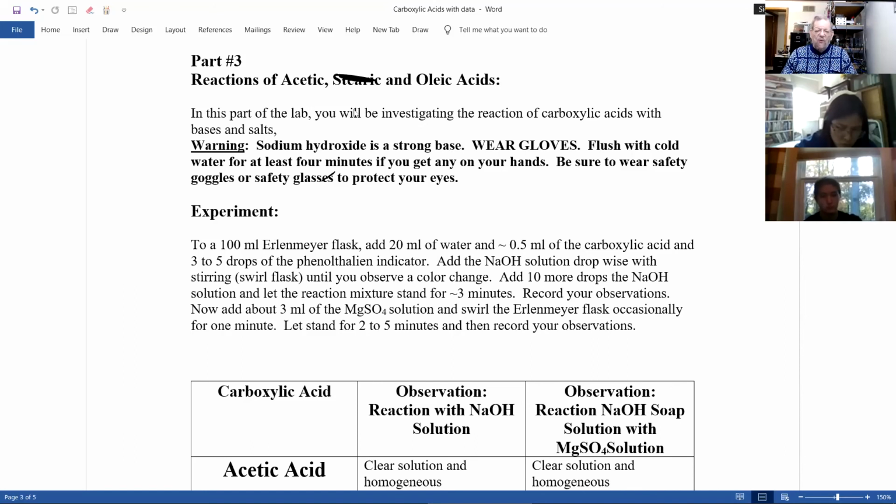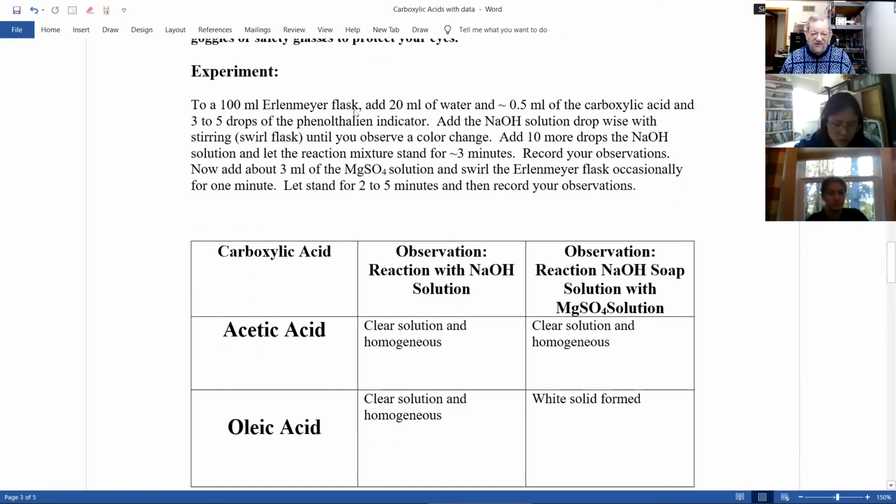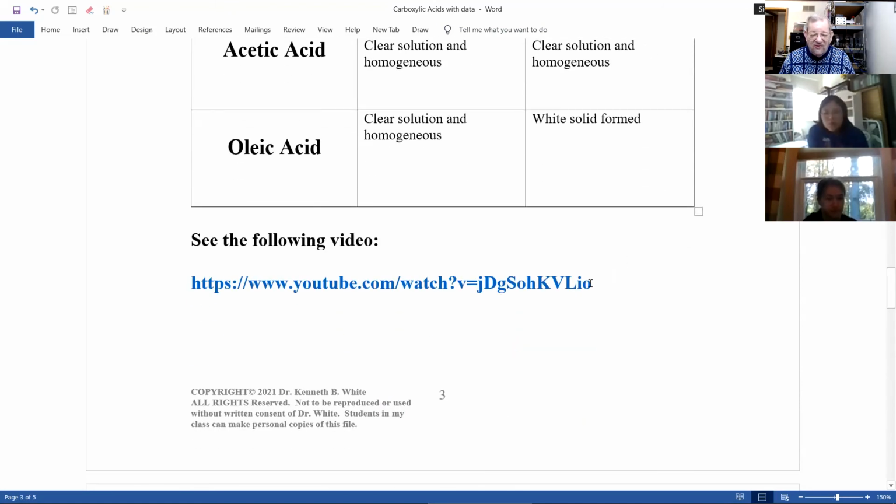Phenolphthalein indicator, when the solution is acidic, it's clear. When it becomes basic, 1 drop, 1 molecule above pH 7.0, it turns what I like to say a wine color. It's really fun. And you'll be adding first sodium hydroxide dropwise until you see a color change and you observe what it looks like. And then you'll add some magnesium sulfate and you'll observe what it looks like. And let's take a look at this video. This one, let's look at.